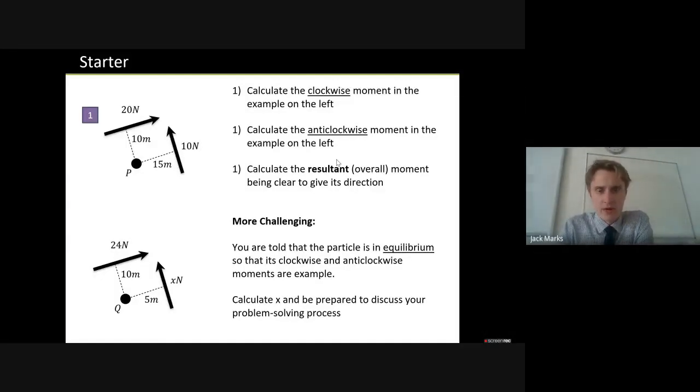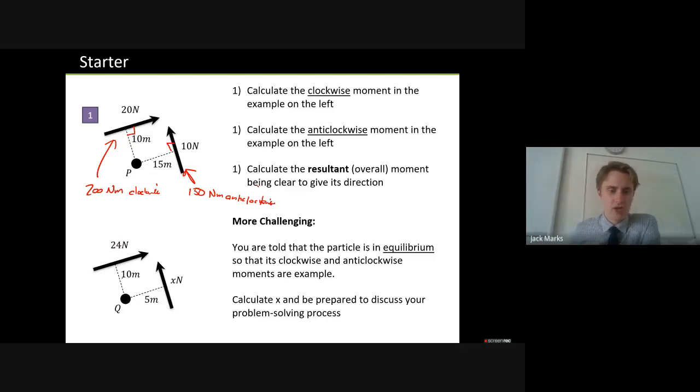Okay, have a quick go at those questions there on the board to get started with. So this is all about moments again. These are already perpendicular, so these are quite quick to work out. This is 200 Newton meters clockwise, and this is 150 Newton meters anti-clockwise. You can just multiply them because they are already perpendicular to each other.